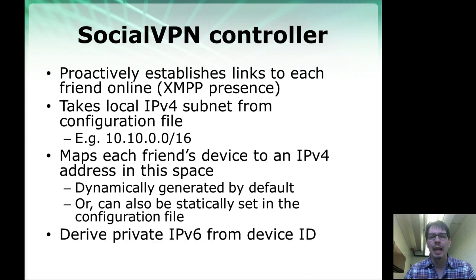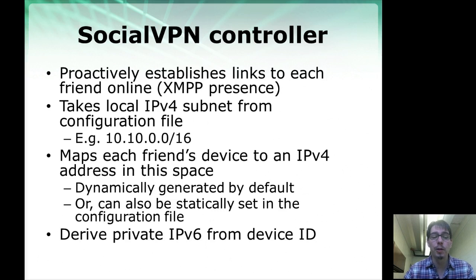The controller takes a local IPv4 subnet from the configuration file, and the idea is that you're going to choose one that does not conflict with your local area network, and that's a private address space, for example, in the 10-dot range. And then social VPN will take every friend and map to one address within this range. By default, this address is generated dynamically, so social VPN picks an address for your friend and maps it, or it can also set these statically through the configuration file. You can say Alice maps to 10.10.0.1 and Bob maps to 10.10.0.2.